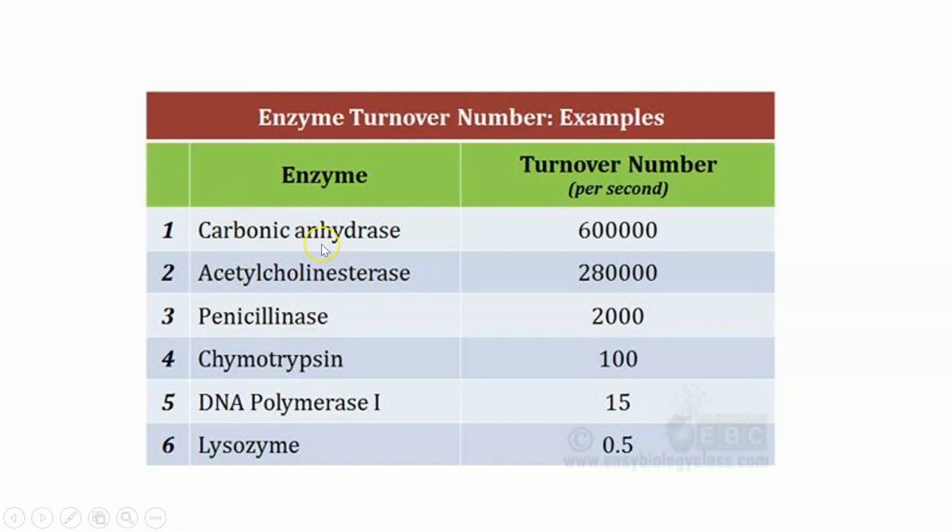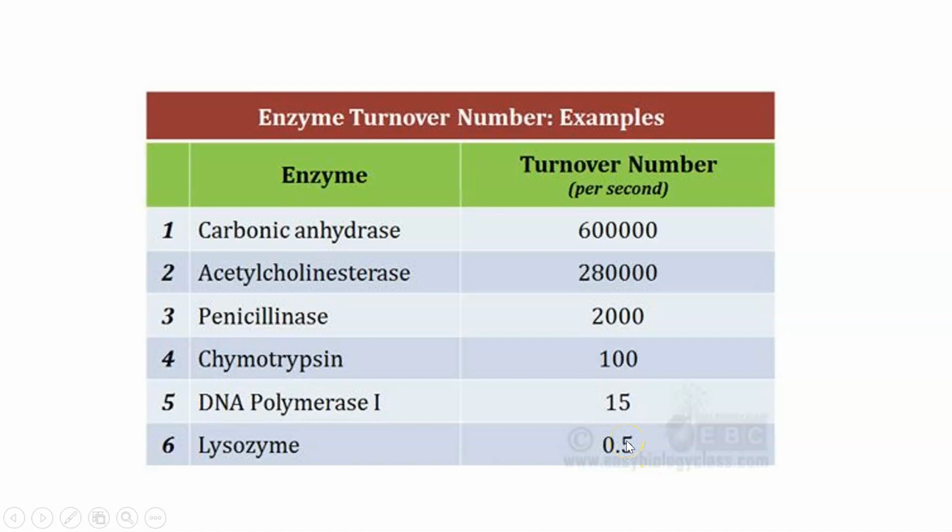So carbonic anhydrase, we know it's very quick. Its turnover number is 600,000 molecules per second. In other words, it can produce 600,000 molecules of product per second. Now, if we go down the list and look at lysozyme, look how slow that is, 0.5. So it can produce 0.5 molecules of product per second. So now it looks to be extremely slow compared to carbonic anhydrase.